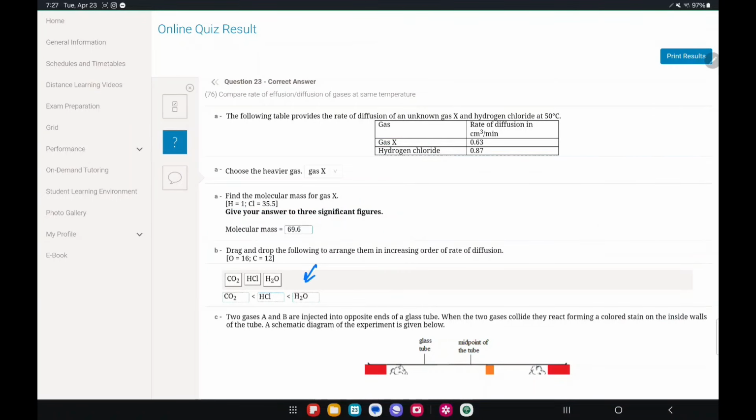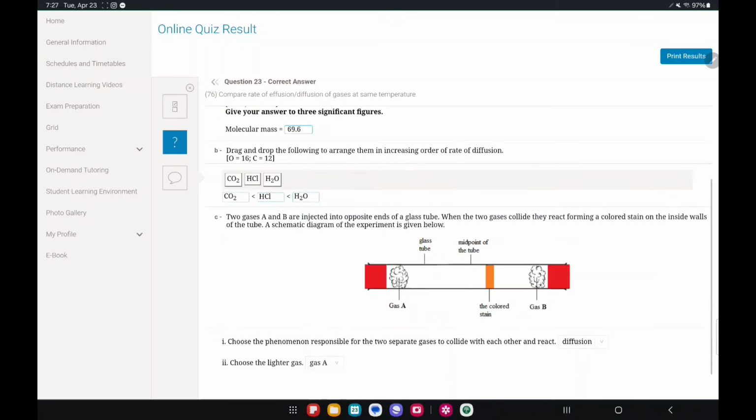Arrange the increasing order of rate of diffusion. The fastest one, the one with the highest rate, will be the lightest one. CO2 is 44, HCl is 36.5, and H2O is 18. So it's going to be H2O at the top, HCl in the middle, and CO2 at the bottom. And then for the last part, choose the lighter gas. Since the colored stain is closer to B, gas A will be the lighter gas because it reached here before gas B did.